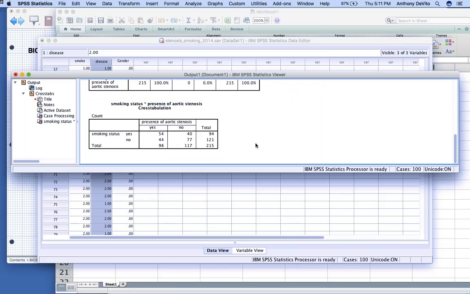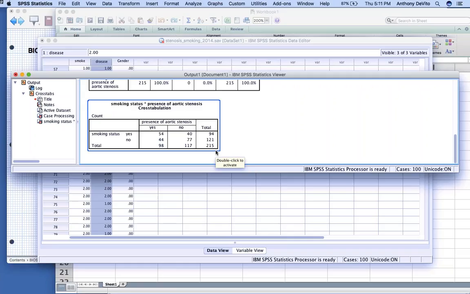So what is it? Let's see, how many people were in this study? 215 people. How many of them smoked? 94. How many didn't smoke? 121. How many had stenosis? 98. How many didn't? 117. If I asked you the prevalence of stenosis in this population, what would you say it is? 98, the total number of people with stenosis, over the total number of people, 215.